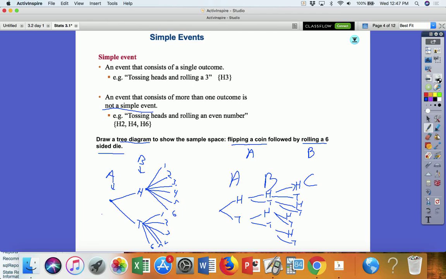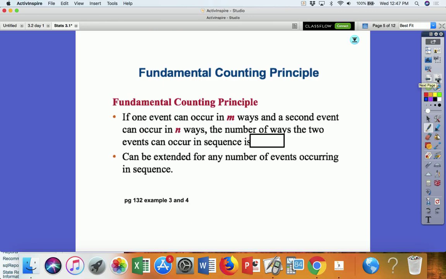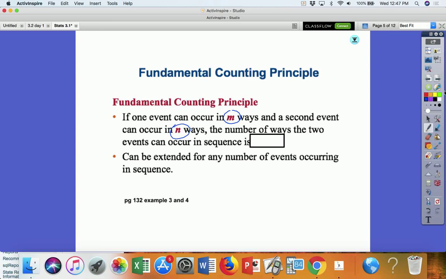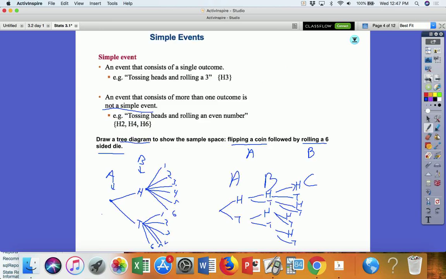So the next page is going to talk about something that we just did, and we'll maybe refer back to it. All right. If one event can occur in m ways and a second event can occur in n ways, then the number of ways that the 2 events can occur in sequence is what? Well, let's look back here.